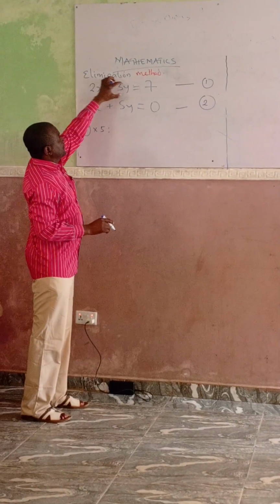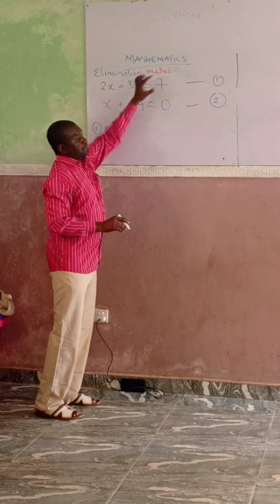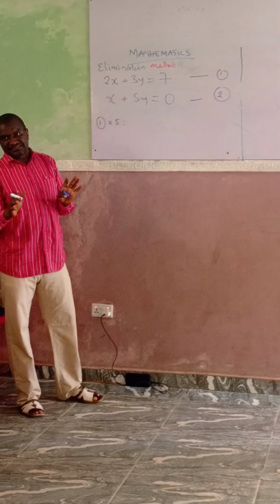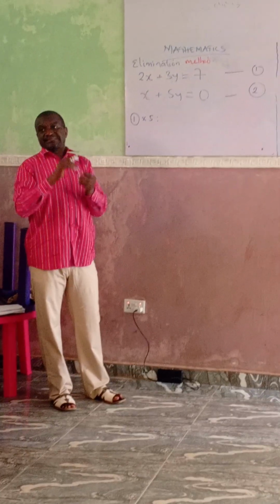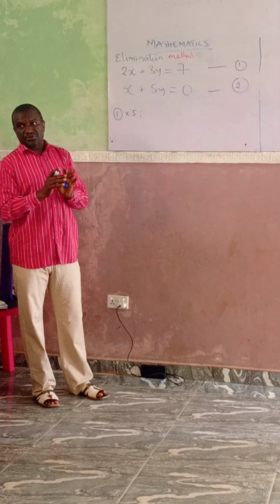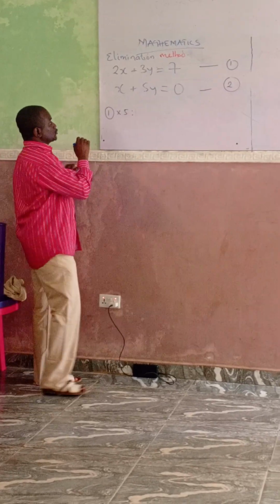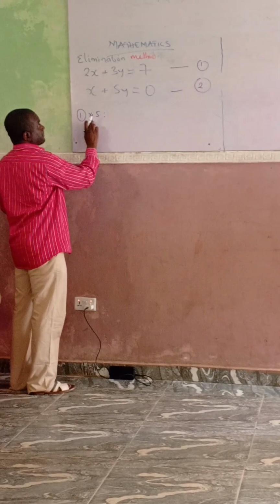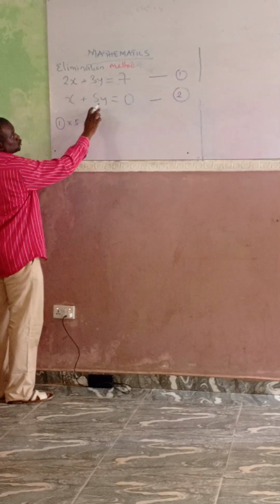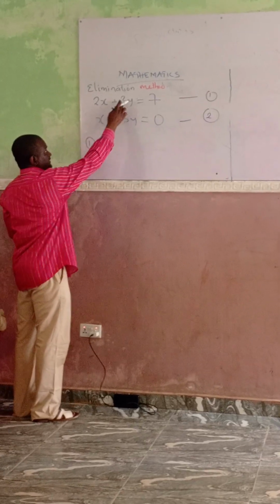That means we must multiply all the terms: multiply this 2x, multiply this 3y, multiply this 7, to balance. Because nature says you cannot create anything and destroy it, so you must balance. So we are multiplying equation 1 by 5 and equation 2 by 3 to have 15 here.